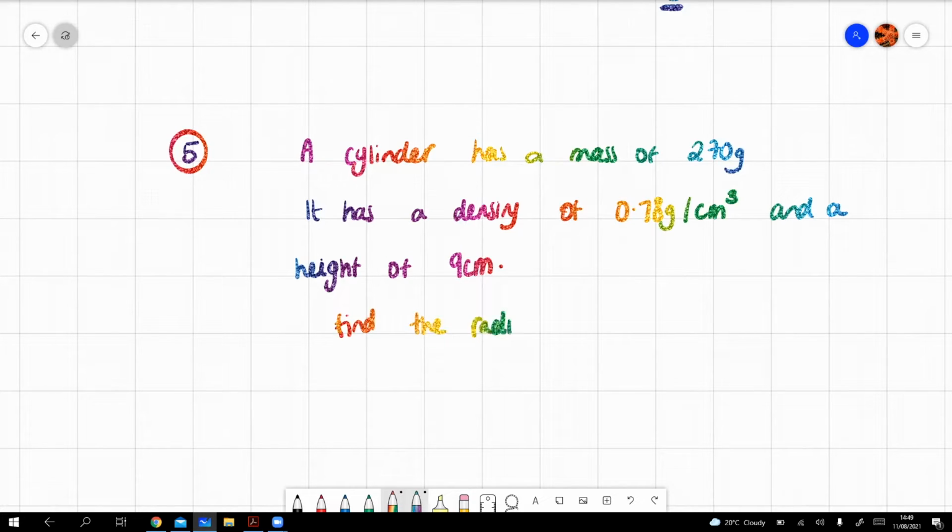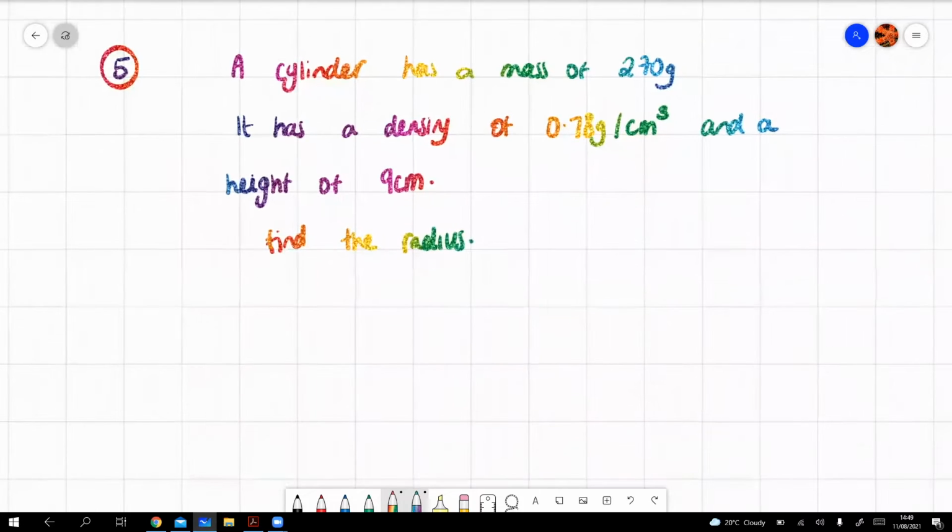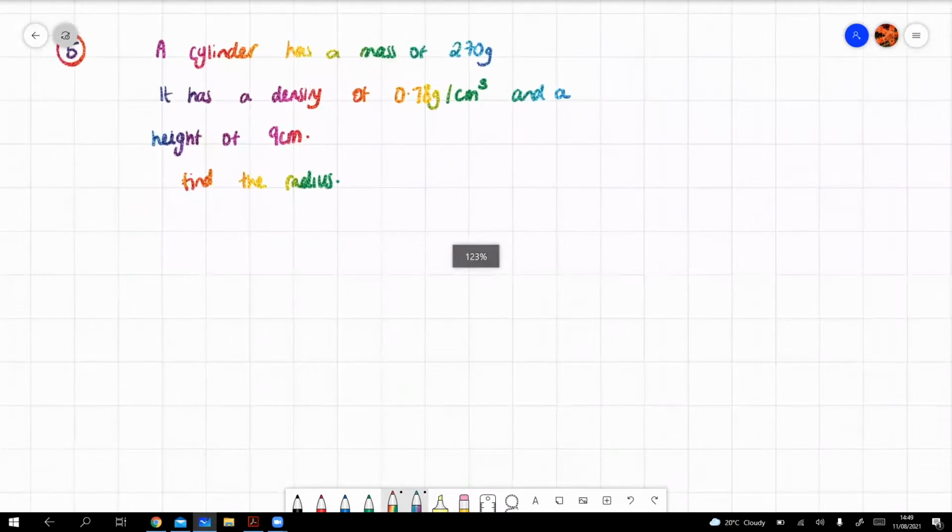Now, this is an example of a GCSE high-level question because you're not just working out the mass, the density, or the volume. There is more to this question. You've got a cylinder. It's told you the mass, the density, and the height, and you are now working out the radius, basically.